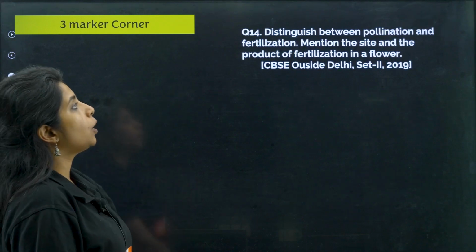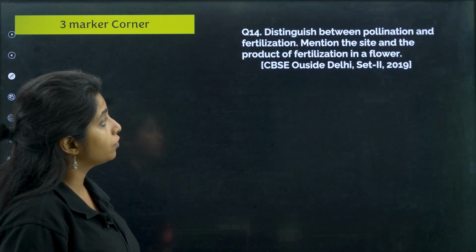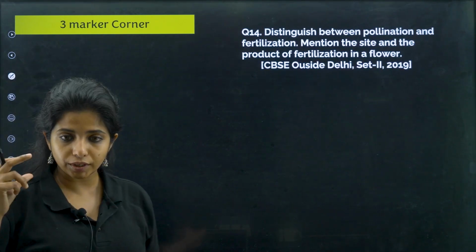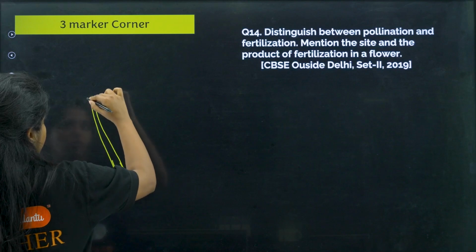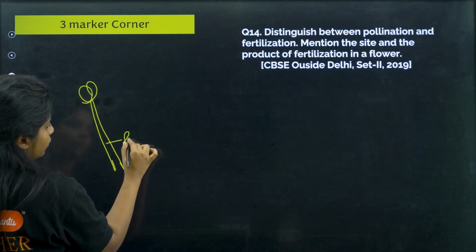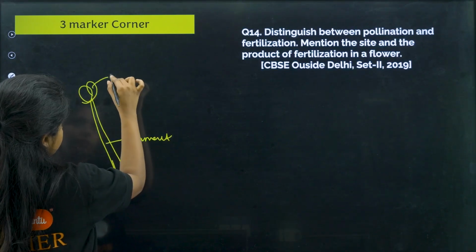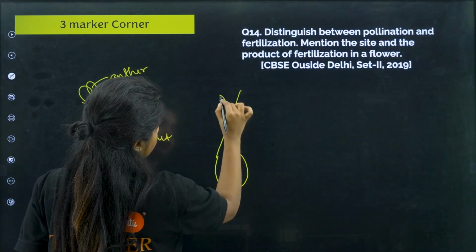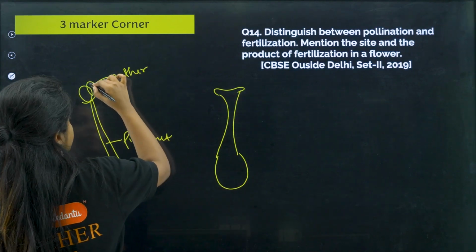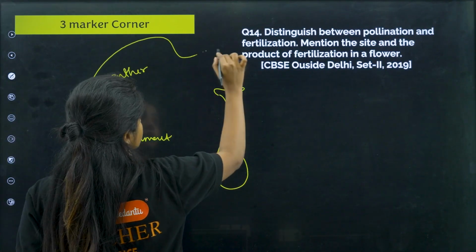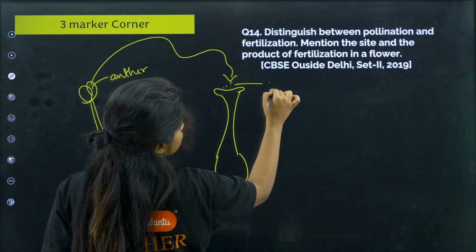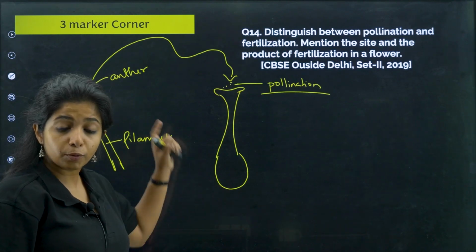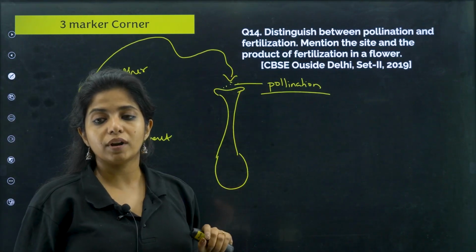Now, distinguish between pollination and fertilization. Mention the site and the product of fertilization in a flower. What do you mean by pollination? Pollination means basically transfer of pollen grains. This is the filament, this is the anther, and over here you have the stigma, style, and ovary. From the dehiscence of the anther, the pollen grains will come and land over here. The transfer of pollen grains from the anther to the stigma is known as pollination.